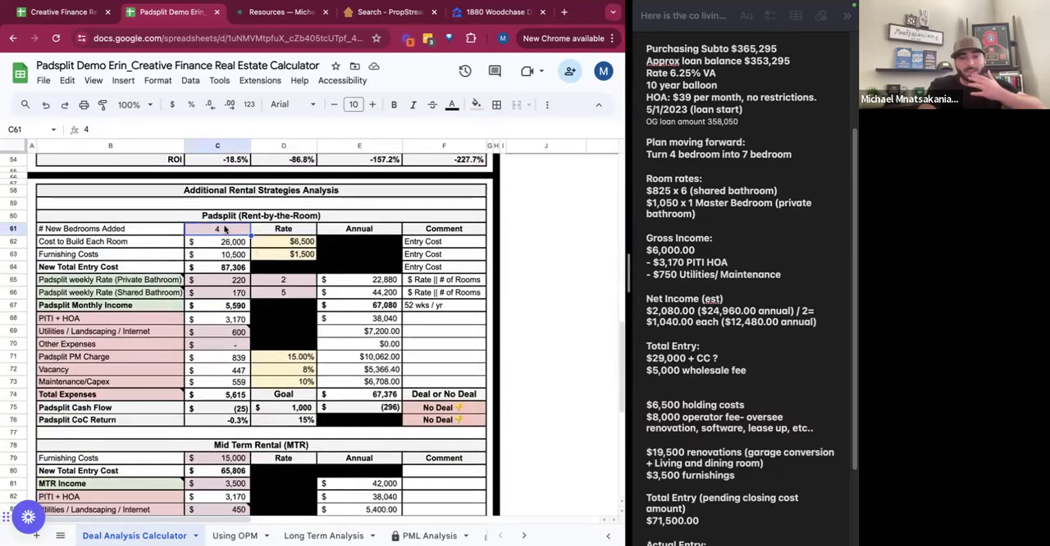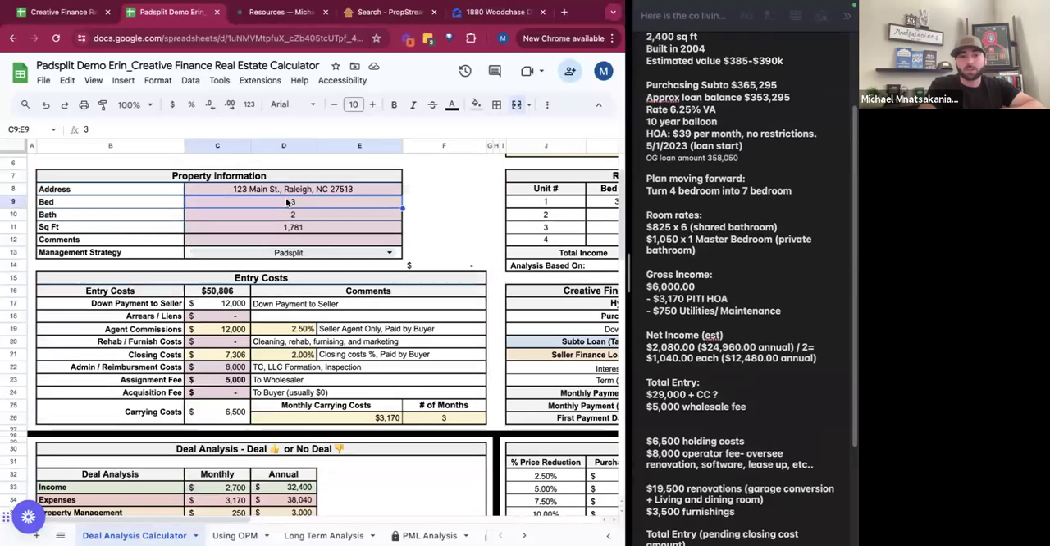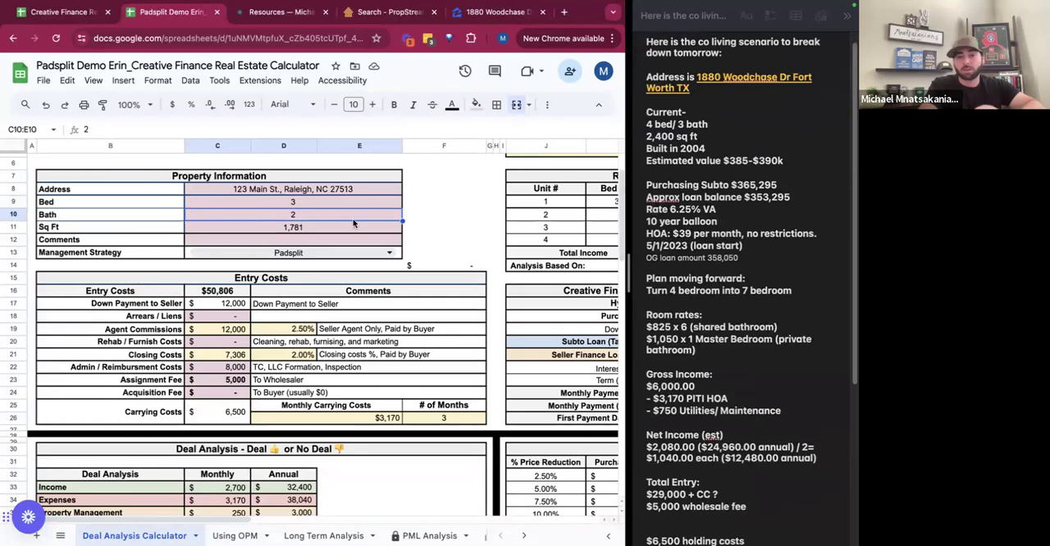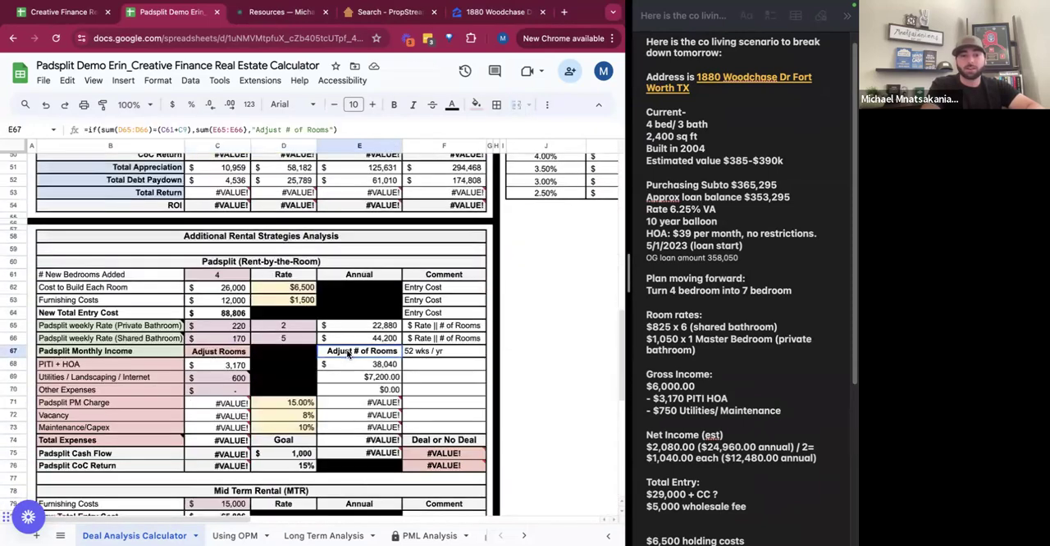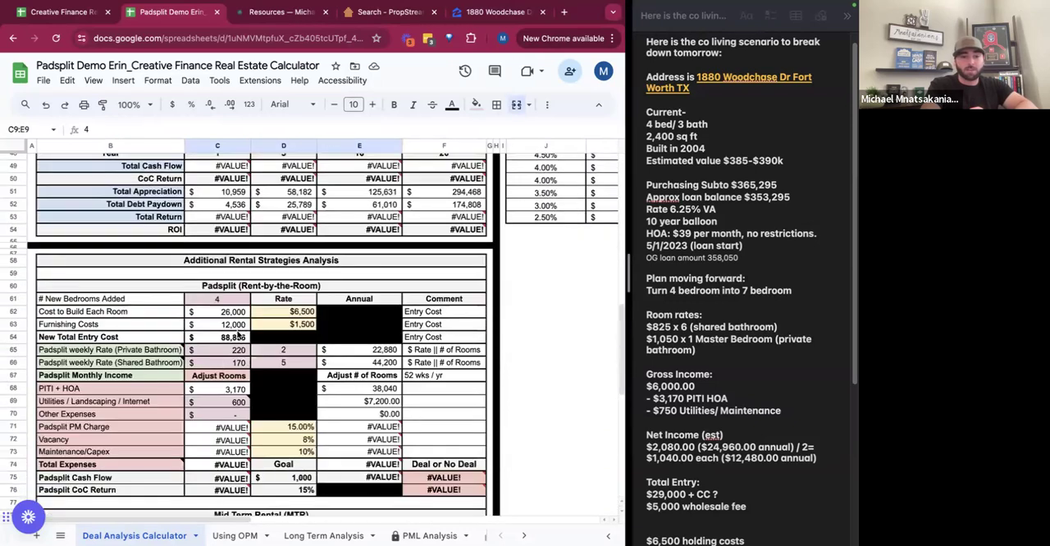So the number of bedrooms added. You definitely want to have the bedrooms and bath listed here because this is part of the equation overall, and I'll explain that shortly. So it's a 4-bed, 3-bath, and it's 2,400 square feet. And I don't care about the address. Well, we'll get into the analysis, but you will not have a calculation for the monthly income on a Padsplit unless the number of bedrooms here plus the number of bedrooms here equal the number of bedrooms here.